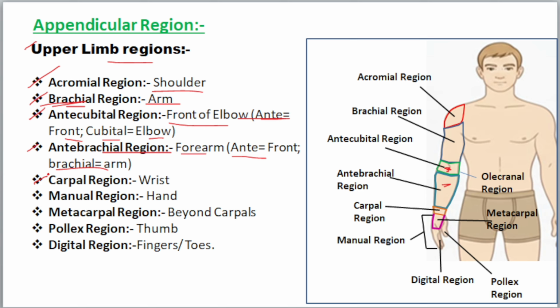Then carpal region. The wrist portion of the hand is called the carpal region. You see in this picture that this wrist portion is called the carpal region. Then manual region. Hand is called the manual region. That's why the work done by our hand is called manual work. Then metacarpal region. Beyond the carpal is called the metacarpal region. Pollex region. Thumb of the upper limb is called the pollex region. Then digital region. Fingers and toes are called the digital region.